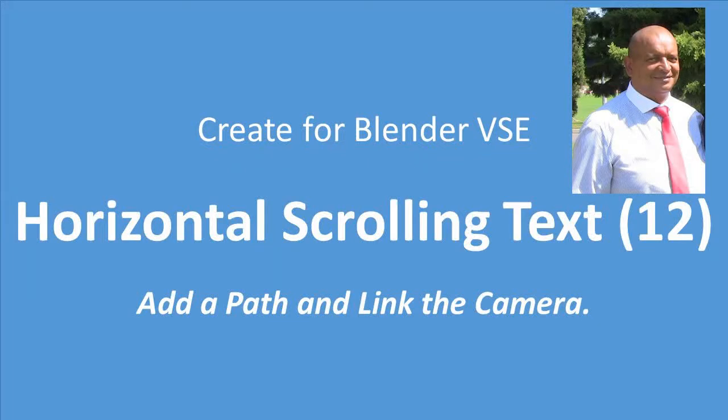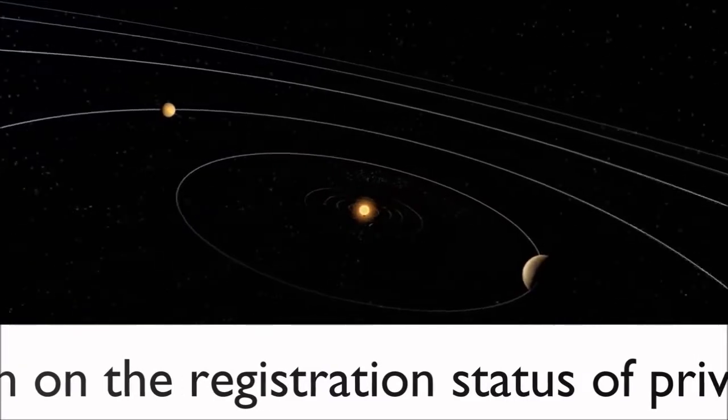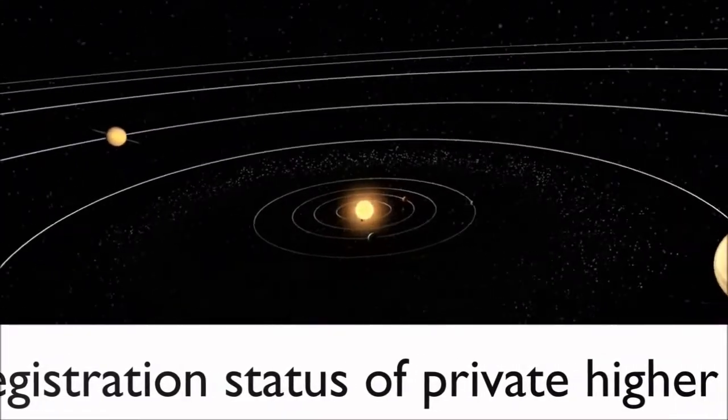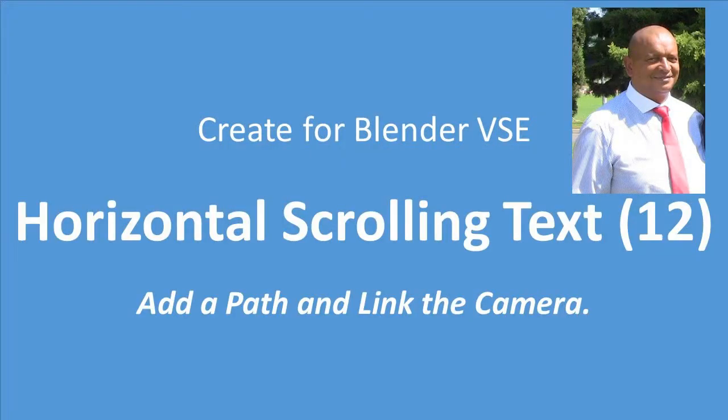Good day, it is Stephen Davids, and in this video we will continue our series on the horizontal scrolling text in Blender, and in particular we will focus on how to add a path and link the camera.